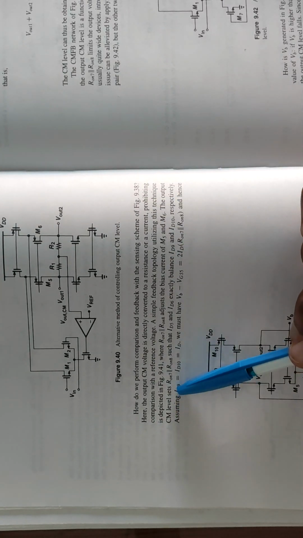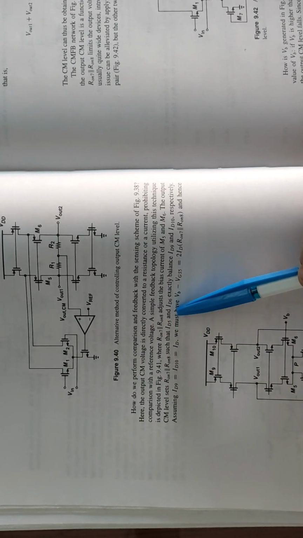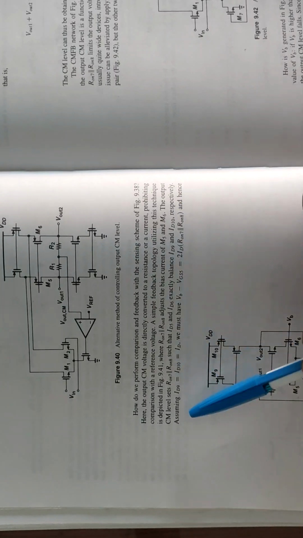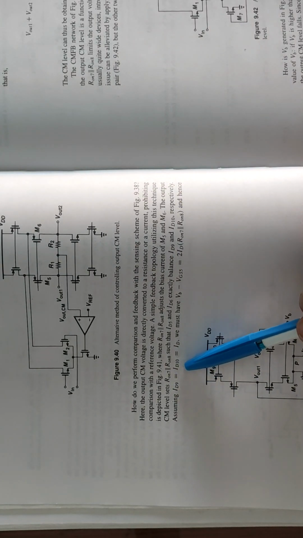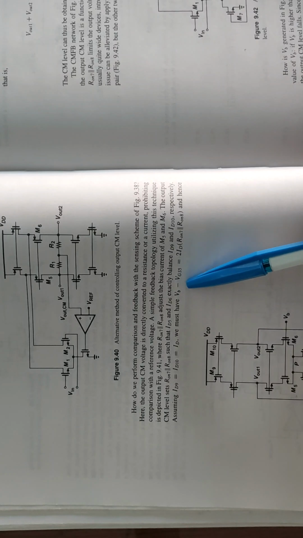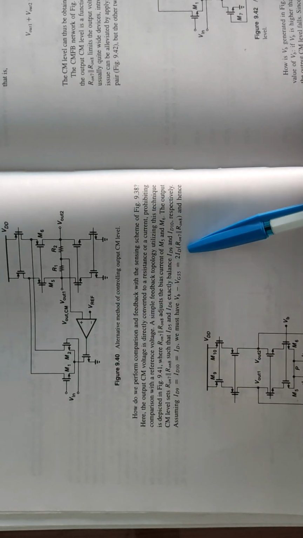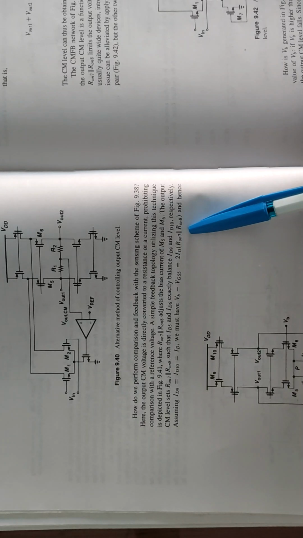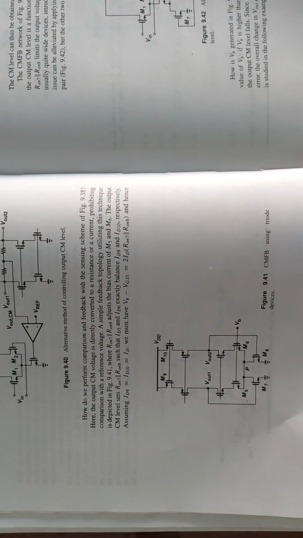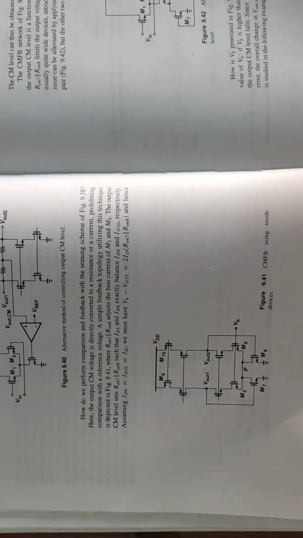The output CM level sets Ron7 parallel to Ron8 such that ID5 and ID6 exactly balance ID9 and ID10 respectively. Assuming ID9 equals ID10 equals ID, we must have VB equals VGS5 plus ID times Ron7 parallel to Ron8, and hence, as you can see in this figure, CMFB using triode devices.